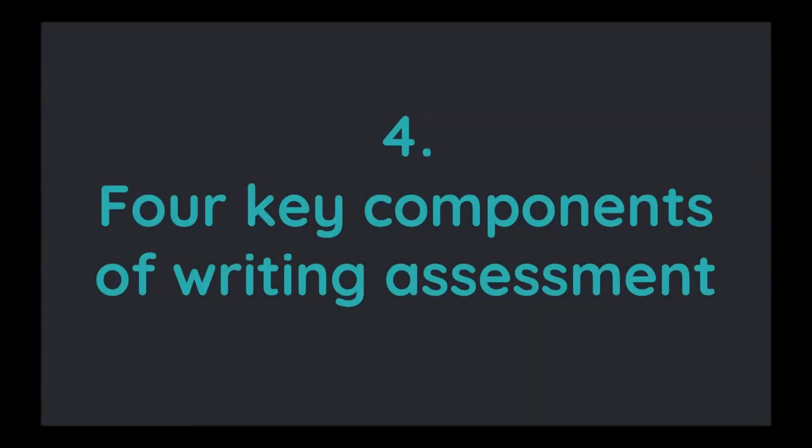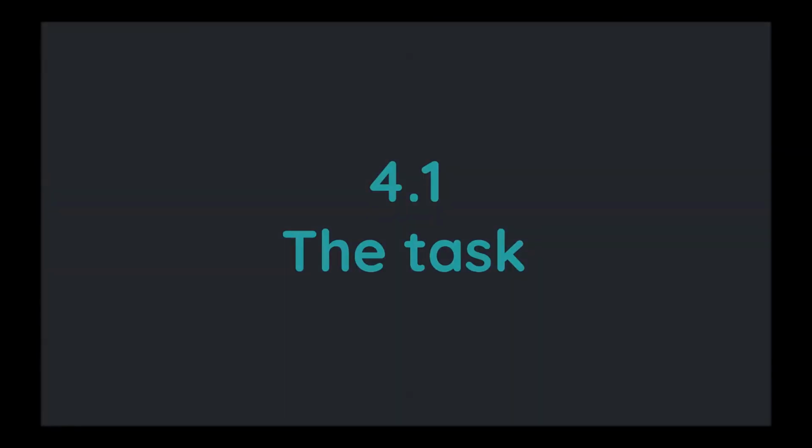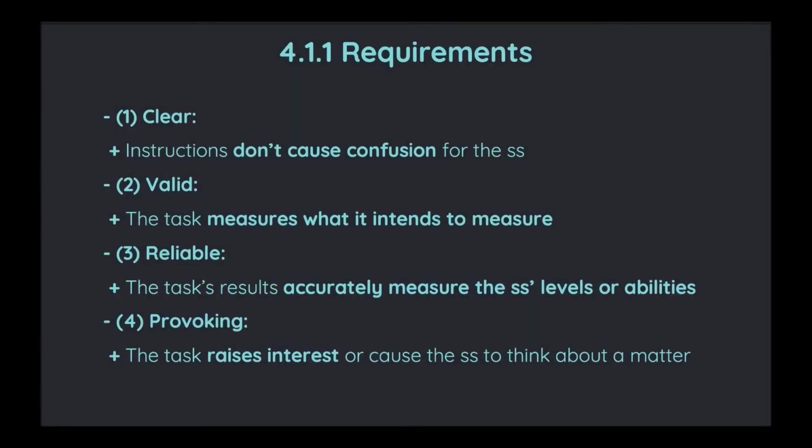In the last part, we've got 4 key components of writing assessment. And the 4 key components are the task, the writer, the scoring procedure, and the reader. First, we go into the task. The requirements of a writing task is that it needs to be clear. It means that instructions don't cause confusion for the students.